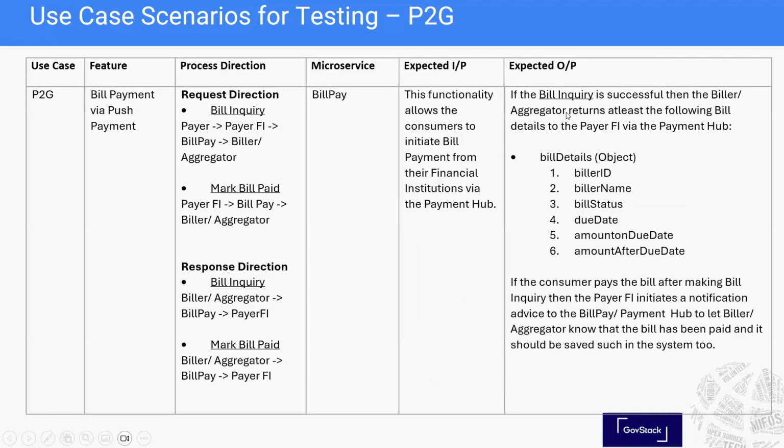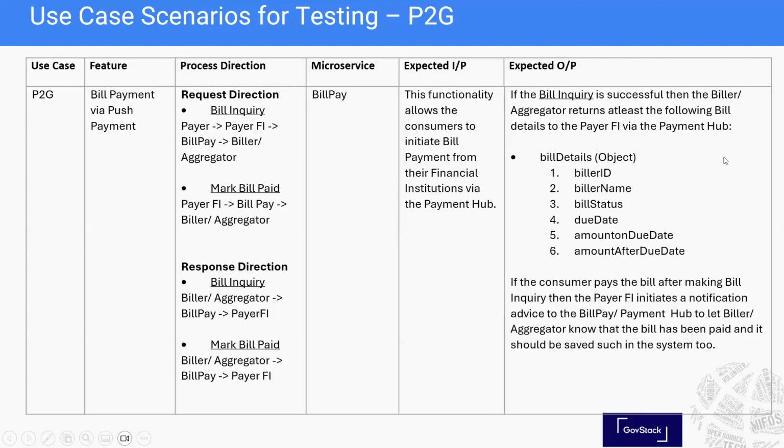Once that bill inquiry request reaches the payment hub, the bill pay service has a table through which it goes and identifies the biller or the aggregator. Once it identifies the biller aggregator, it forwards that bill inquiry request to that particular address, and then it is upon the biller or the aggregator itself to identify the particular consumer from that consumer number through that bill ID and return the following details for that bill.